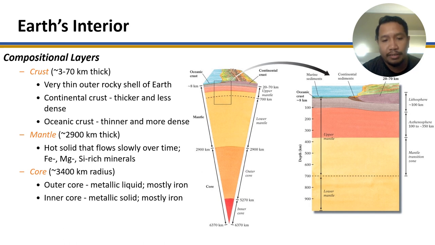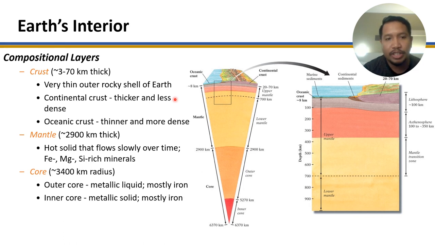So the crust is the outermost layer of the earth and is the thinnest layer, ranging in the thickness from 3 to 70 kilometer. So the crust is made up of rocks that are rich in silica and also aluminium, and is also the layer of the earth that we live on.